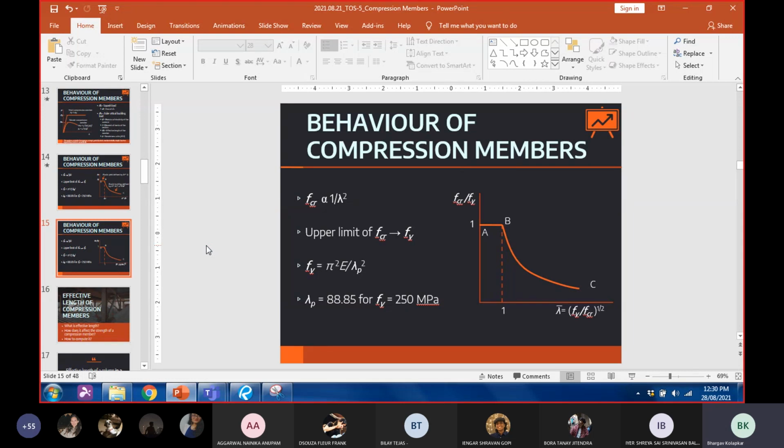So even if it's 89, is it a slender column? Theoretically, yes. Practically, maybe no. It's still a short column. We're just putting some numbers for our convenience. But if the slenderness ratio is 150, then it is definitely not a short column. It's a slender column. So you perceive these numbers this way. It's not an absolute limit. Thank you.